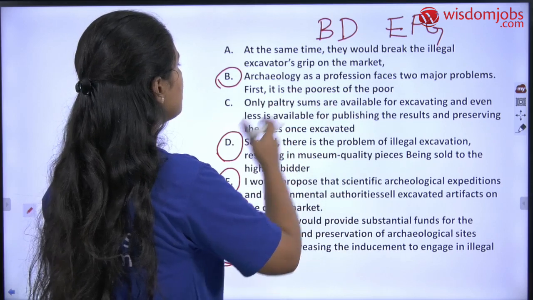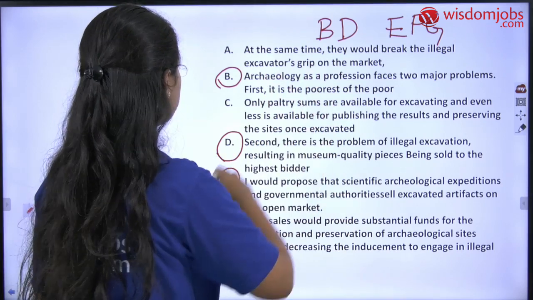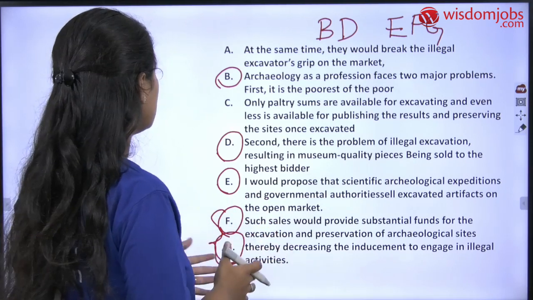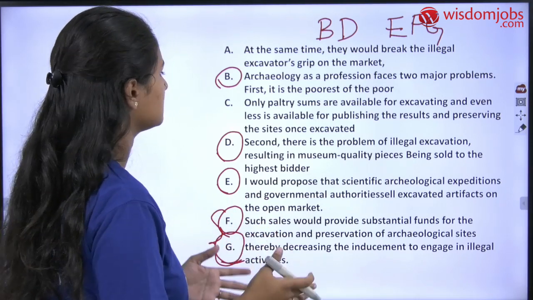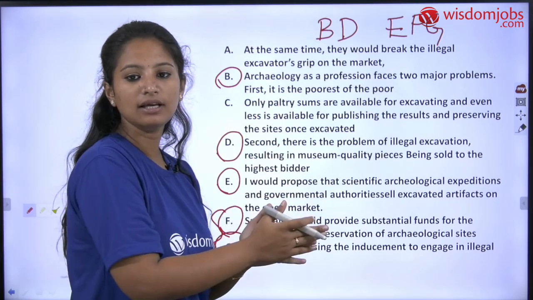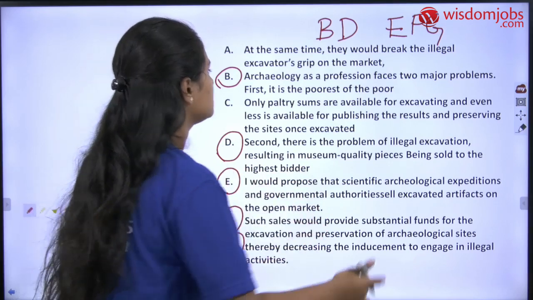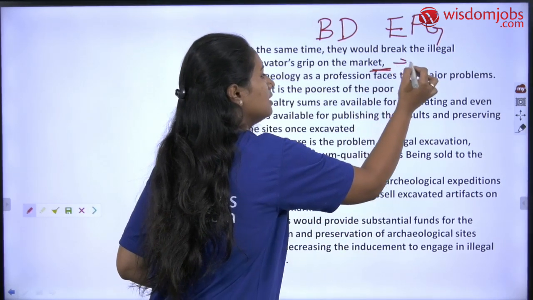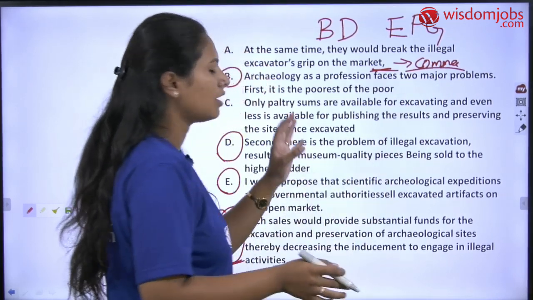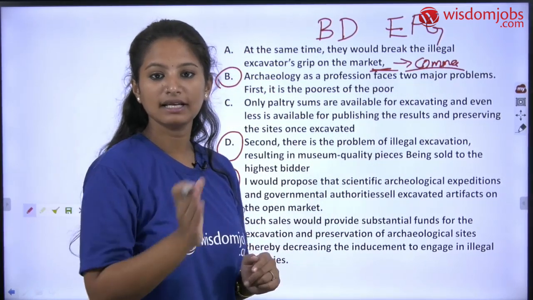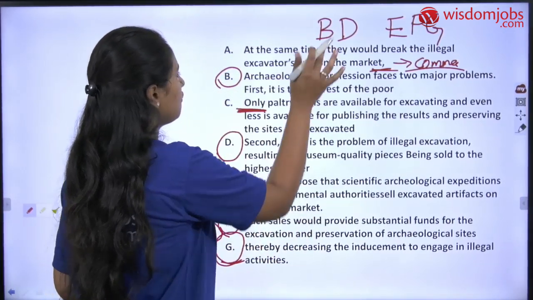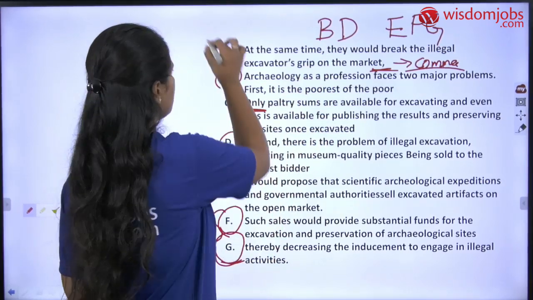At the same time, they would break the illegal excavators' grip on the market. Only paltry sums are available for excavating and even less is available for publishing the results and preserving the sites once excavated. Here also A and C gave you another link. What is that? There is a punctuation mark. There is a comma here. What does that comma tell? That after the comma there is another sentence which only can take part. So, what happens is like A and C come together again.